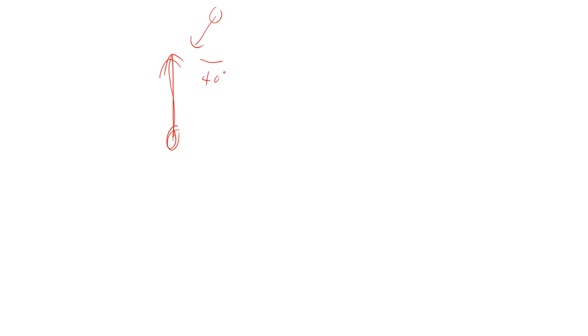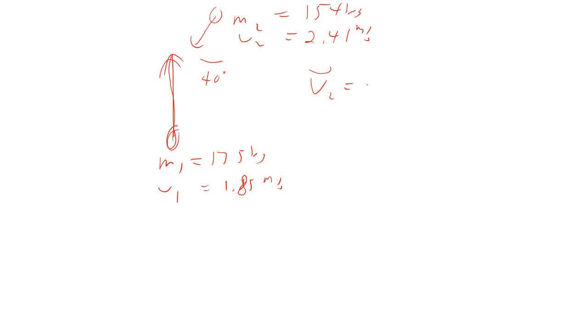So we can say the same thing. We can say this is M1, this is M2, V1, V2. Let's say that M1 is still 175 kilograms, V1 is still 1.85 meters per second, and then M2 is still 154 kilograms, V2 is still 2.41 meters per second. So the only difference is now the V2 vector is going to be minus 1.55 I minus 1.85 J.